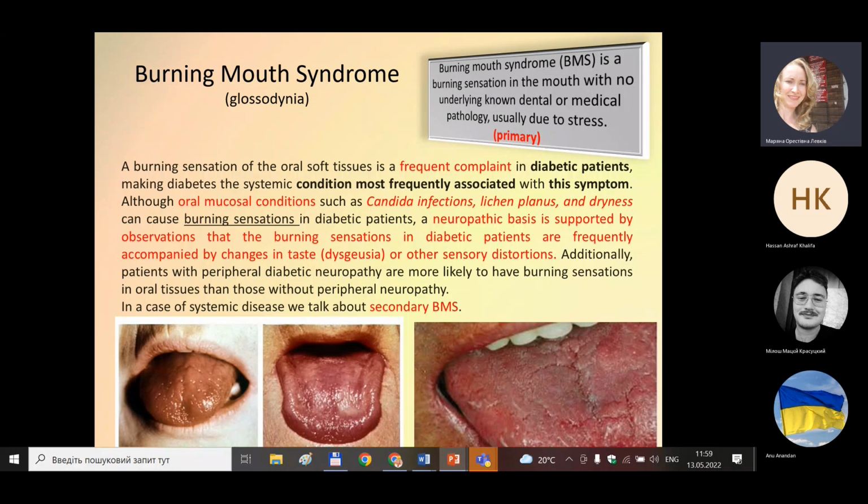A neuropathic basis is supported by the observation that the burning sensation in diabetic patients is frequently accompanied by changes in taste, dysgeusia, or other sensory distortions. Additionally, patients with peripheral diabetic neuropathy are more likely to have burning sensations in oral tissues than those without peripheral neuropathy. In a case of systemic disease, we talk about secondary burning mouth syndrome.